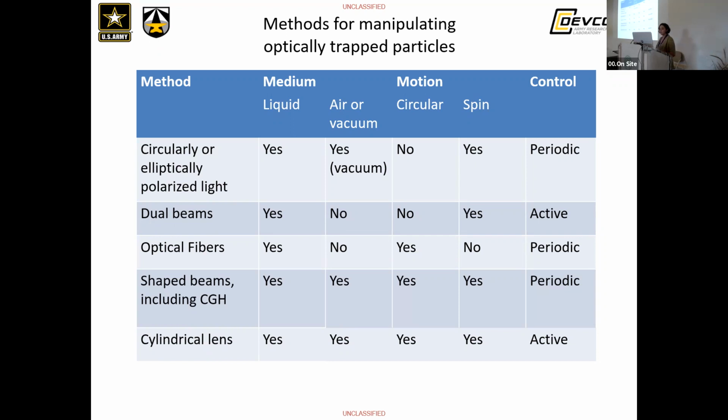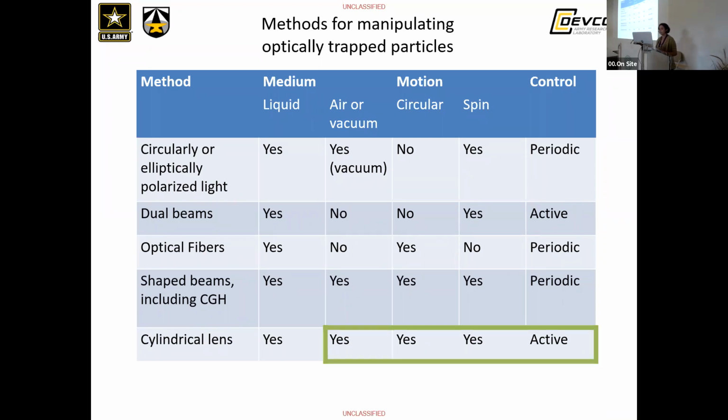Dual focused beams have been used, and that does result in active control, but this has only been done in liquid. Optical fibers have been used, and then one thing that we tried is shaped beams, including the computer-generated holographic, but we found that with all the optics you need for the CGH, it's hard to keep enough laser power to trap very weakly absorbing particles. And then the last thing is the cylindrical lens, where you can trap in either liquid or air. You can generate either circular or spin motion, and we can actually actively control the direction and speed of the particle. So this is what we settled on using.